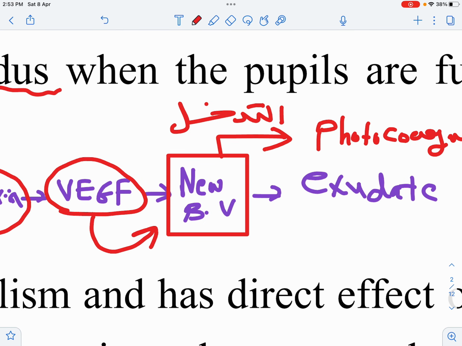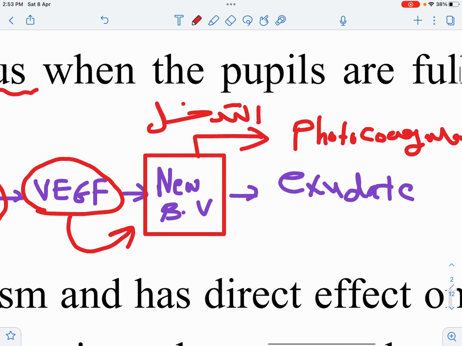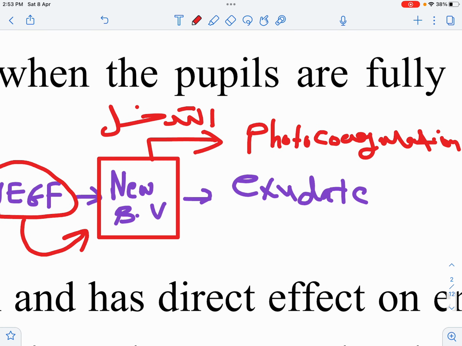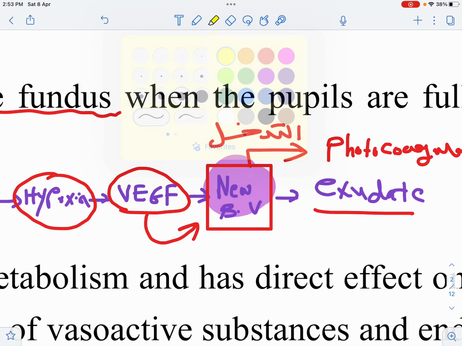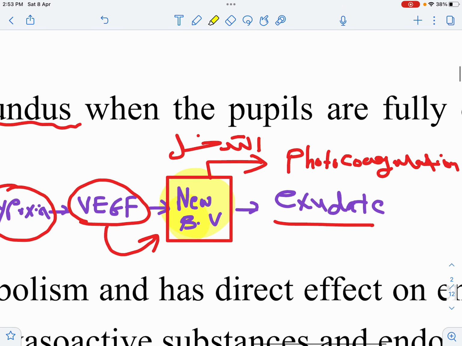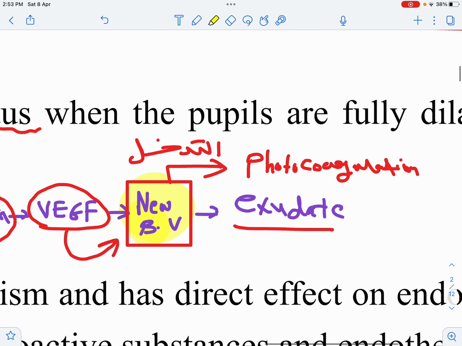This new blood vessel that is formed is weak, leading to exudate and hemorrhage. When the blood vessel is formed and the exudate is present, I will treat this problem by photocoagulation. I close this new blood vessel and I will prevent the exudate and damage to the retina.